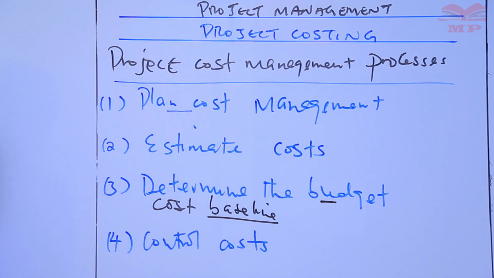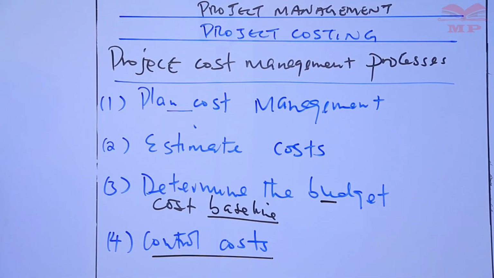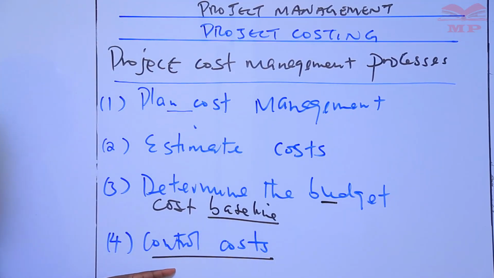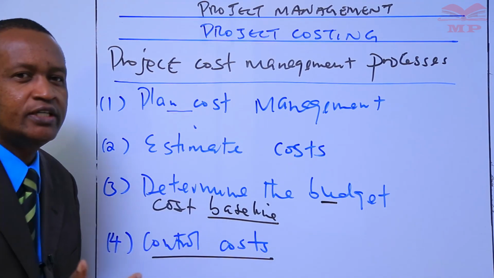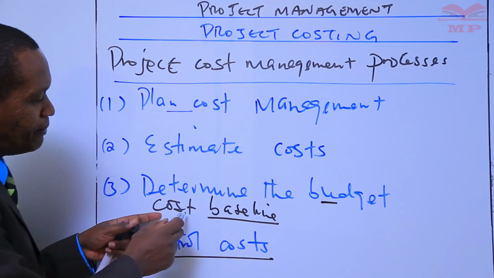Then lastly, I've just mentioned controlling. You can see the next obvious process is that of controlling costs. Controlling costs is the process of monitoring the status of the project to update the project costs and manage the changes to the cost baseline.